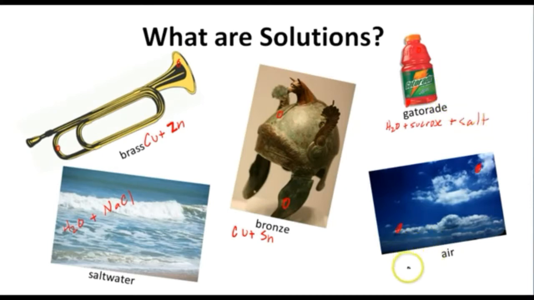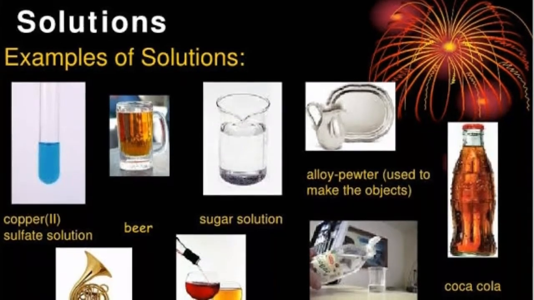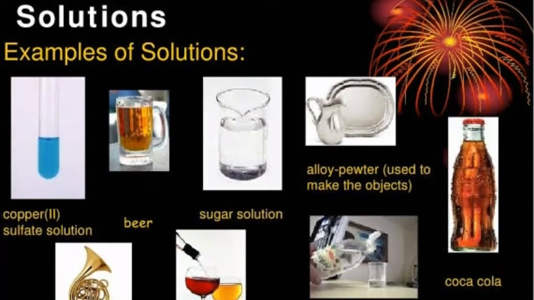Our next example of solution is air. Air is composed of nitrogen, oxygen, hydrogen, and methane. What makes air a solution? This time, can you answer it on your own? Let us now summarize the properties of solutions.